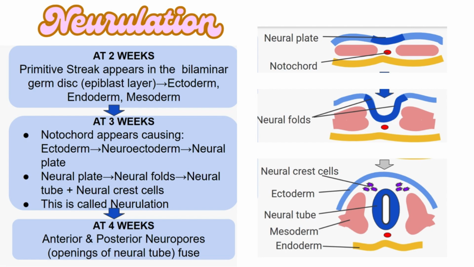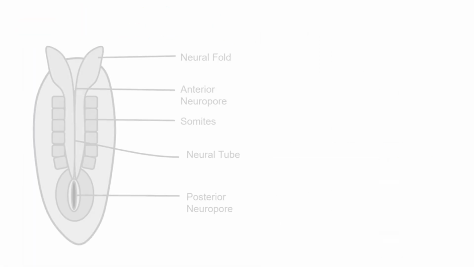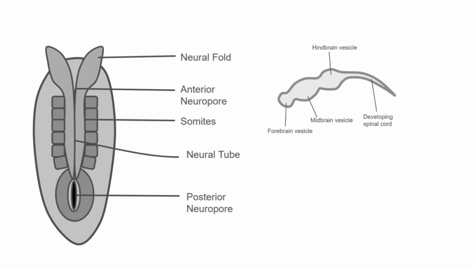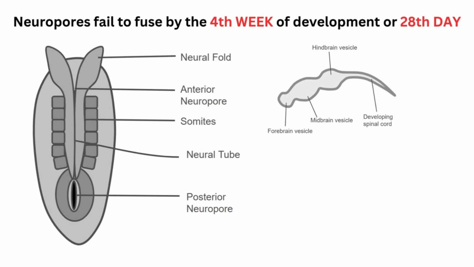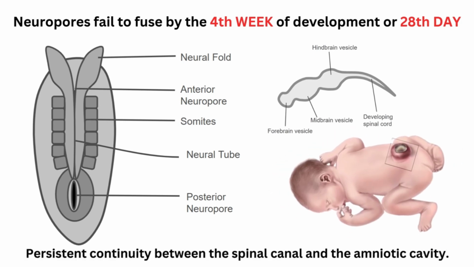This is called neurulation. At 4 weeks, the anterior and posterior neuropores fuse, resulting in the formation of primary brain vesicles. If that does not happen, at the 4th week or 28th day, it results in a persistent continuity between the spinal canal and the amniotic cavity. These are called neural tube defects.